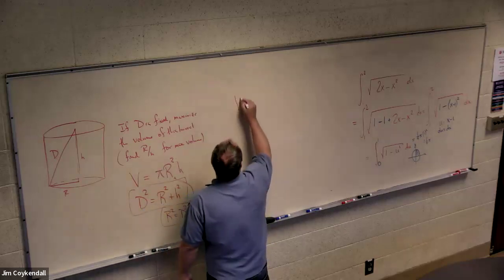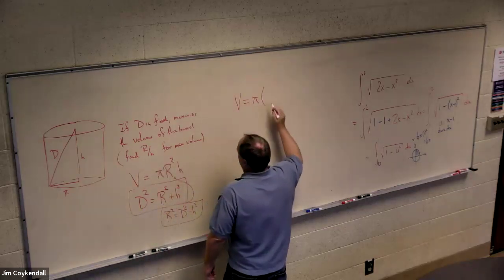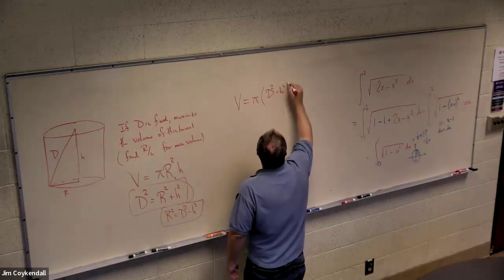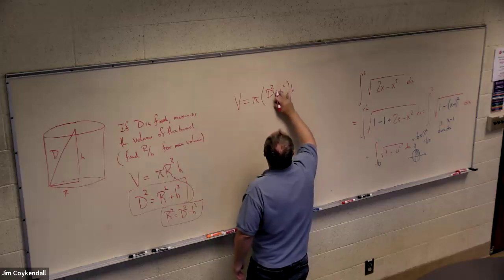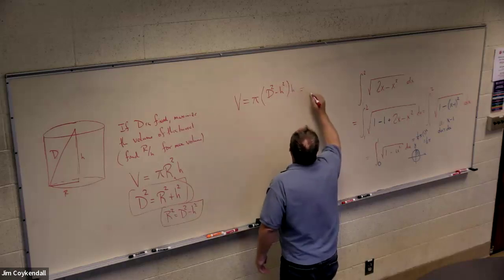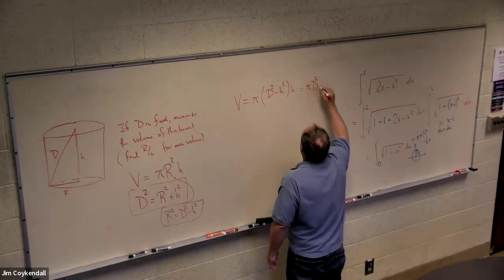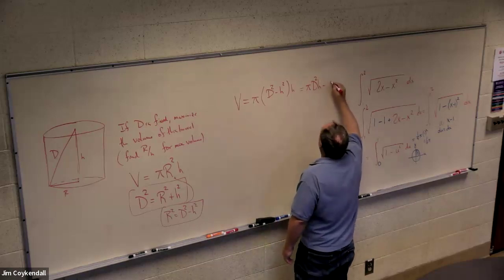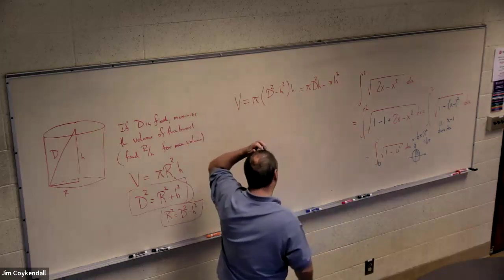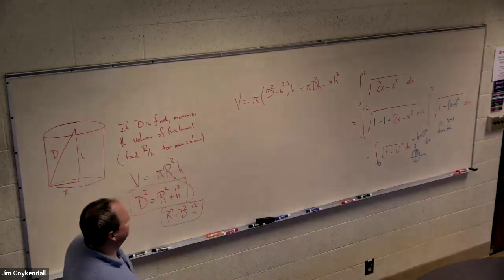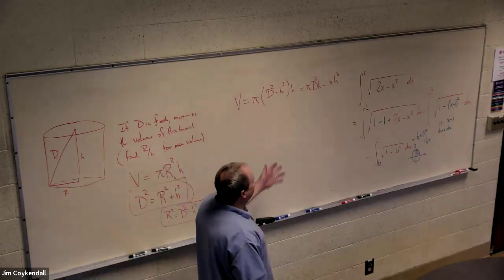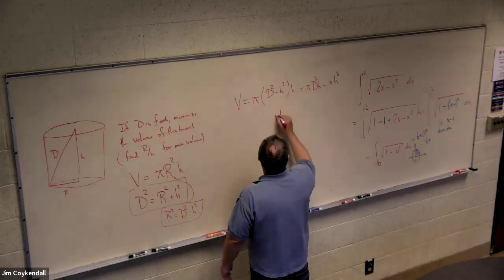So I've got a new improved volume: pi times D squared minus H squared, times H. Write it this way: pi D squared H minus pi H cubed. And what else should I be thinking about doing at this juncture? Right, my variable is H, good. I want a range for H.